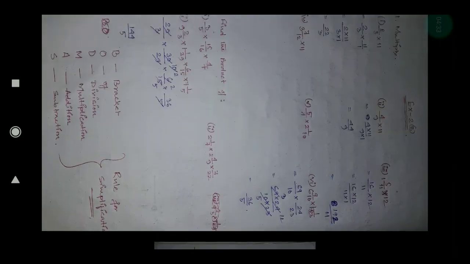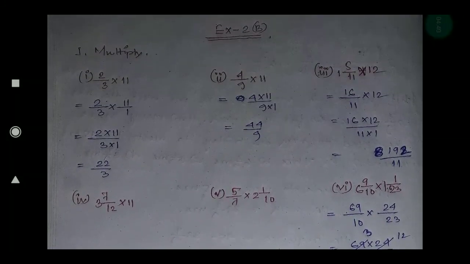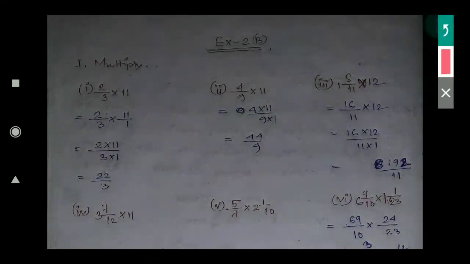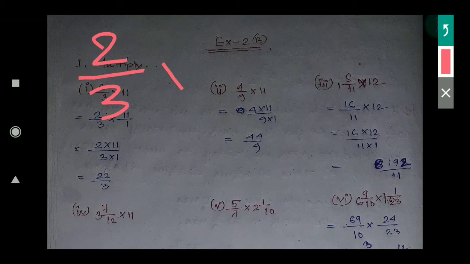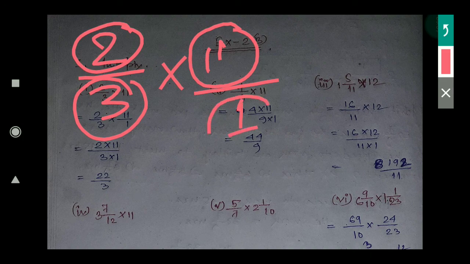Now exercise 2b. See the exercise 2b. In exercise 2b, you have to do multiplication, which is very easy. See, suppose this question is given. Here what is your numerator? 2, and here what is your numerator? 11. What is your denominator here? 3. Here what is your denominator? Nothing is there, which means I can write it as 11 by 1.